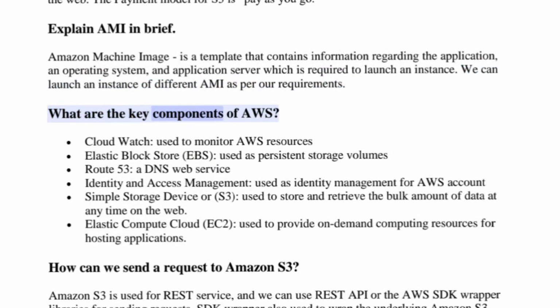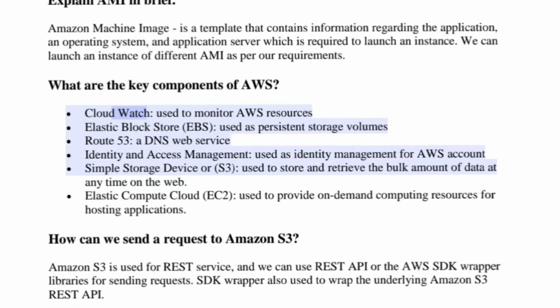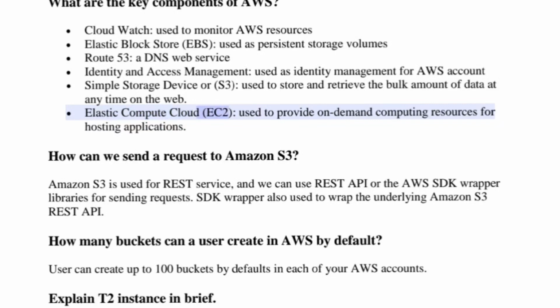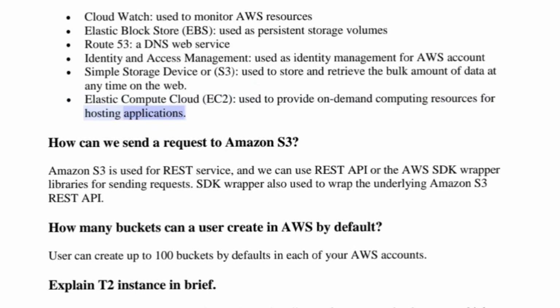What are the key components of AWS? CloudWatch, used to monitor AWS resources. Elastic Block Store, EBS, used as persistent storage volumes. Route 53, a DNS web service. Identity and Access Management, used as identity management for AWS accounts. Simple Storage Service, or S3, used to store and retrieve the bulk amount of data at any time on the web. Elastic Compute Cloud, easy to use to provide on-demand computing resources for hosting applications.